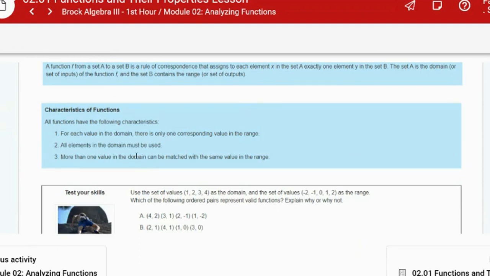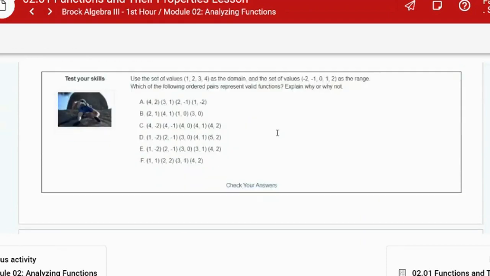And more than one value in the domain can be matched with the same value in the range, right? Which means if x equals 1 and y equals 5, that's okay. There's only one y for that x. If x equals 2 and y equals 5, that's okay. It says more than one value in the domain can be matched with the same value in the range. More than one x can have the same y. You just can't have more than one y for each x. If x equals 1 and y equals 4 and 5, that's not a function because there's only one y assigned to an x in a function.